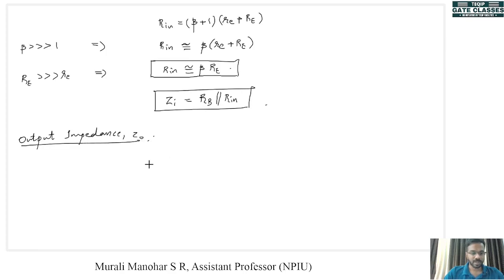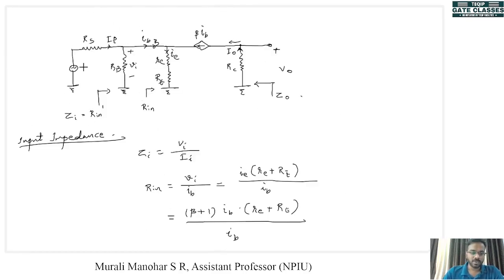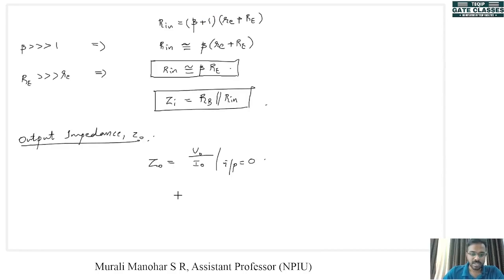Zout is given by Vout divided by Iout when input is equal to 0. So if we make the input 0, Ib will be equal to 0. If Ib is equal to 0, this current controlled current source will become an open circuit. So that means when you look from here, the only resistance you can see is Rc. So Zout will be equal to Rc. This is the value of output impedance.